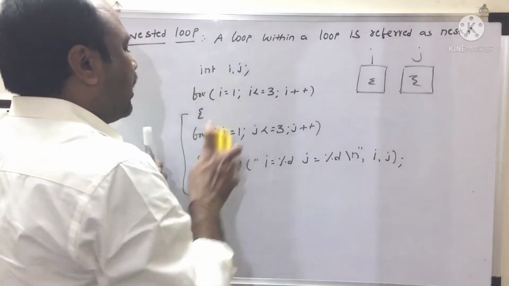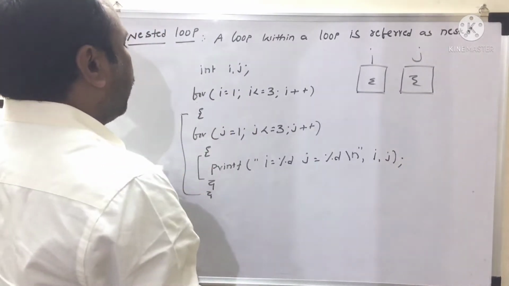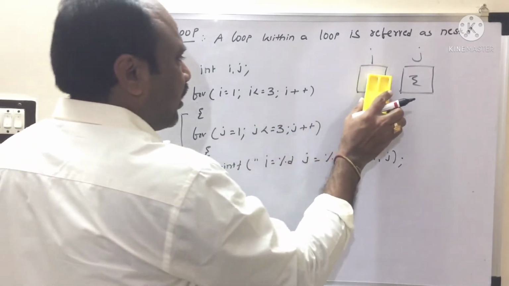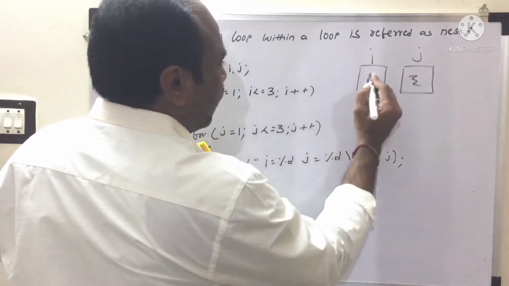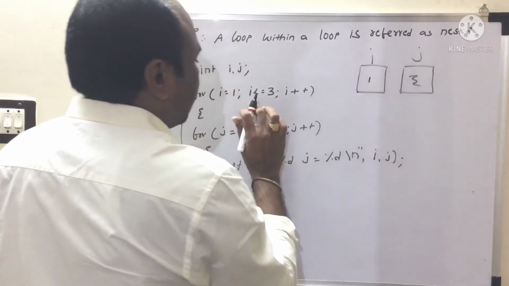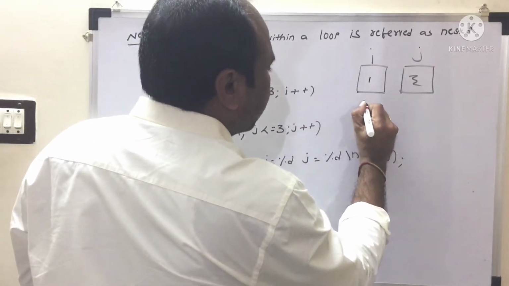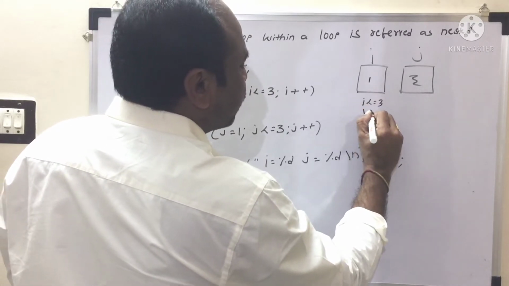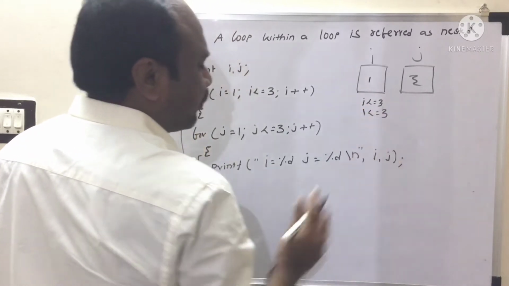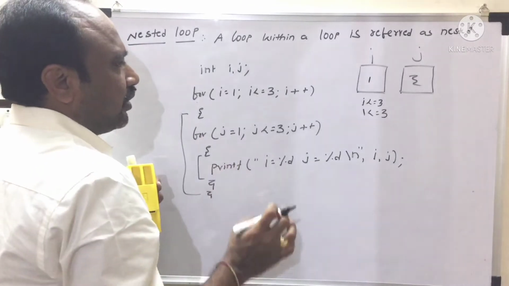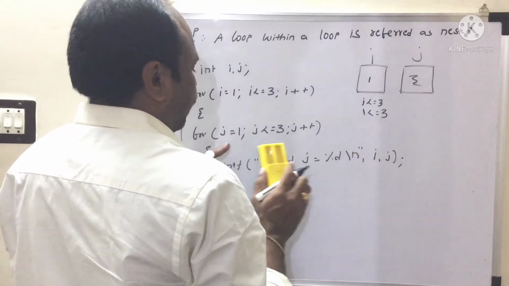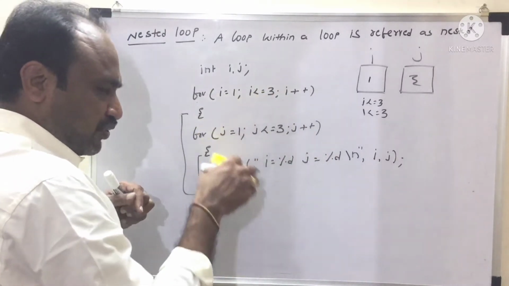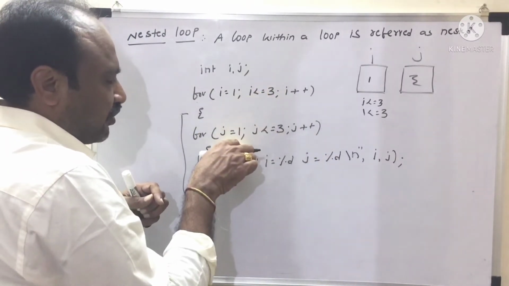Come here. First you go to the outer for loop. i equal to 1. What is the value of i? 1. Check the condition. i less than or equal to 3. What is the value of i? 1 less than or equal to 3, condition true. Come here. Now the inner for loop. If the outer for condition is true, then the inner for loop will be executed. Go to the inner for loop.